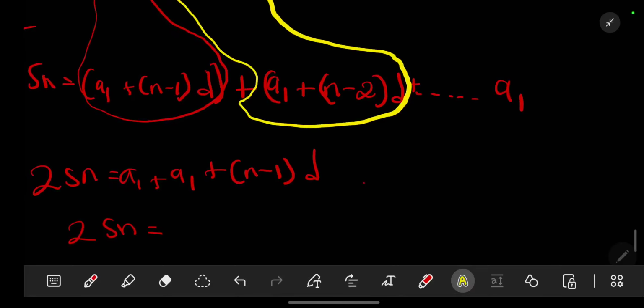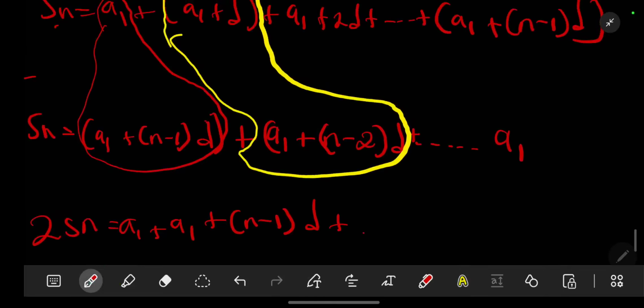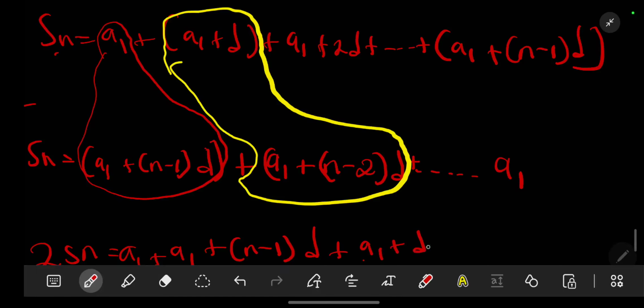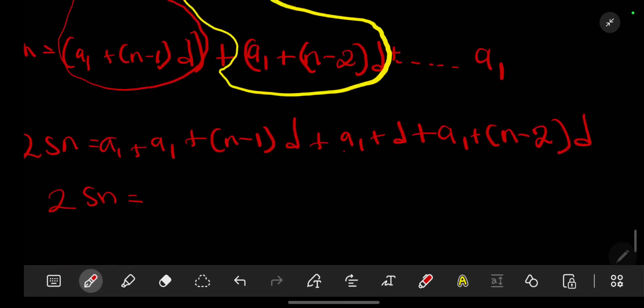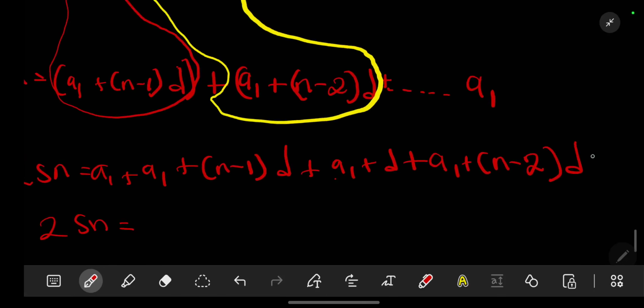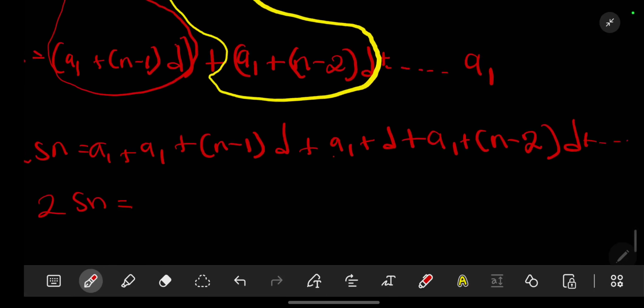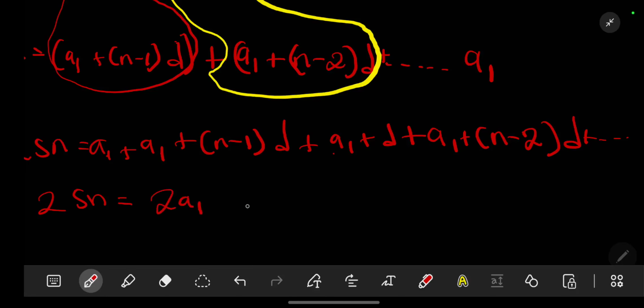Our a1, we are adding our a1 plus d, then plus, we are going to add our a1 plus our n minus 2 times our d, which will be equal to, so if we add this, now we are adding plus dots dots dots, we have a1 plus a1, it will be 2a1 like that. Then we have plus our n minus 1 times our d. Then here a1 plus a1, it will be 2a1 like that. Then we have plus, we have our d.